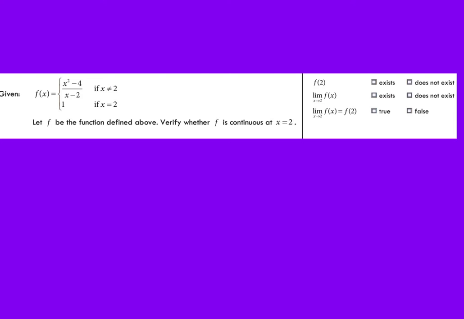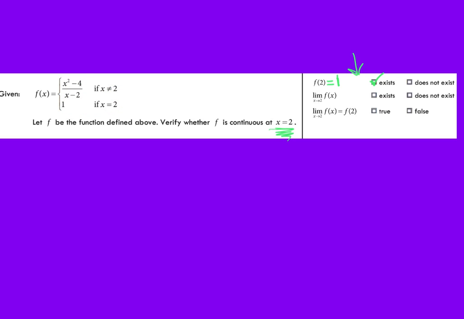Okay, so here we're looking at this function f of x. It says, let f be the function defined above. Verify whether f is continuous at x equals 2. I have a little checklist here. At x equals 2, we have to check, does the function value exist? So what is f of 2? Here, at x equals 2, the y value is 1. So that function value exists.